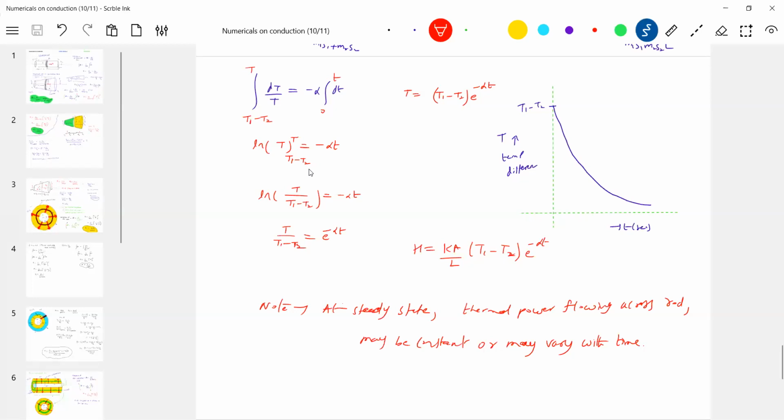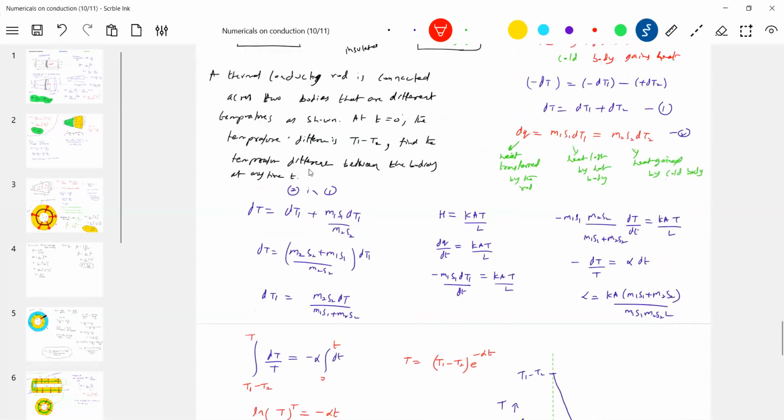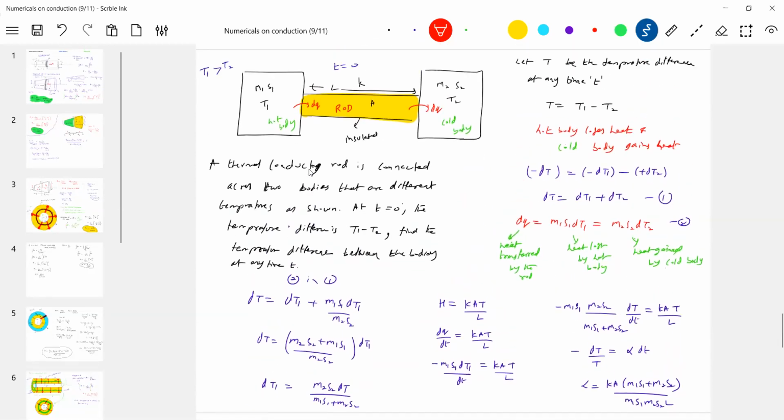Sir, could you scroll up once? Sir, in equation 2, dQ is equal to minus m1 s1 dT1. Here is what I should write in the equation, the magnitude. How much heat will flow through the rod means all the heat lost by this body is the heat that flowed through the rod. Heat flowing through the rod is not negative, no? Okay, sir, understood.